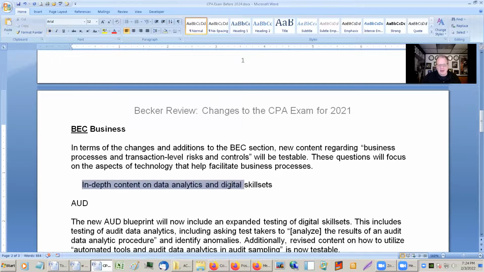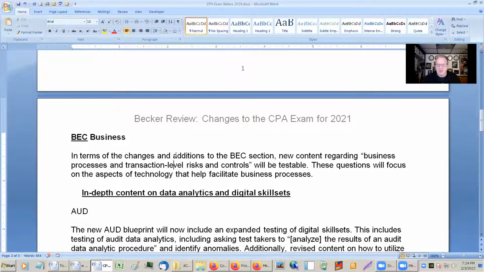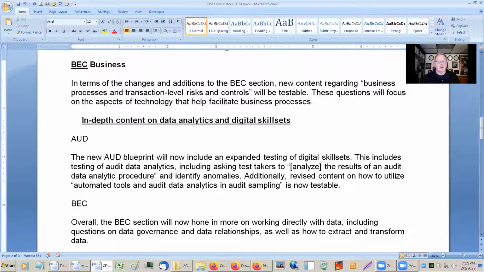They say in-depth content and data analysis and digital skills. That's kind of the thing they're going to take away from the changes. They've had this before, they're just going to emphasize it a little bit more. So it isn't that this wasn't tested in the past. There are still plenty of test questions based on this, but it's going to be a little more intense, more in quantity than in the past, so that you can get data and form some kind of judgment based on the data that you got.